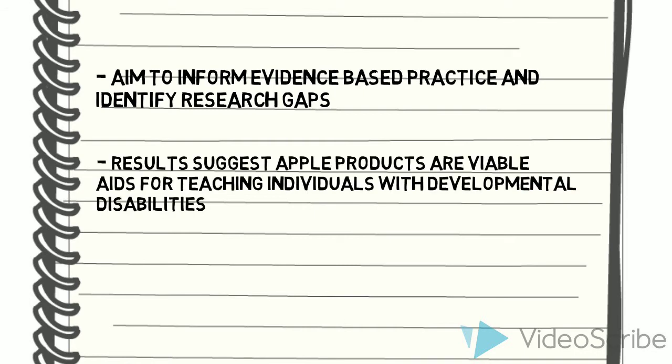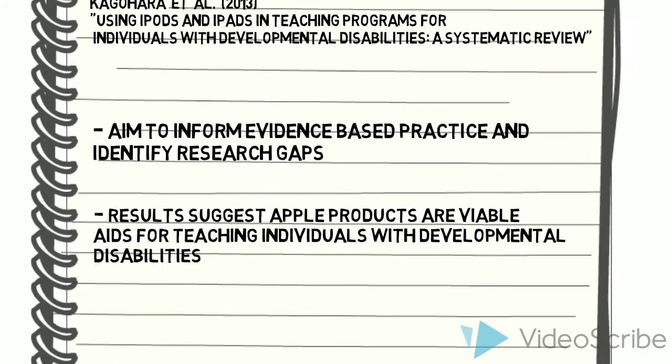The search yielded 15 studies covering 5 domains: academic, communication, employment, leisure, and transitioning across school settings. The results of the 15 studies were largely positive, suggesting that Apple products and related devices are viable technological aids for individuals with developmental disabilities.